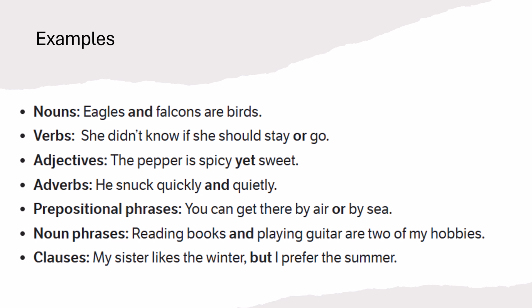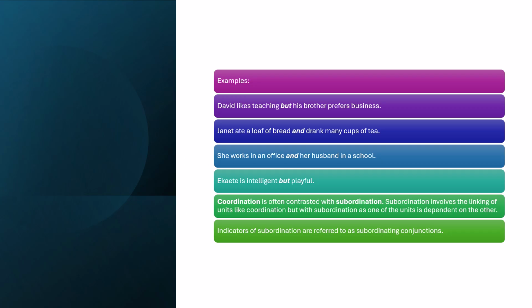In nouns, you have eagles and falcons are birds. So the connection is between two nouns. As verbs, you have she didn't know if she should stay or go. So or is connecting the two verbs. The adjective: the pepper is spicy yet sweet. Then you can also have them between adverbs, quickly and quietly. Then prepositional phrases: you can get there by air or by sea. Then noun phrases: reading books and playing guitar are two of my hobbies. Then clauses: my sister likes the winter but I prefer the summer. We have given these kinds of examples before.